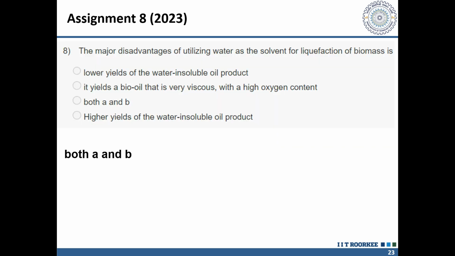Now let's move on to the eighth question. The major disadvantage of utilizing water as a solvent for liquefaction of biomass is. Now, in the starting also we have seen that water is a very highly polar solvent and it cannot dissolve oils present in the biomass. So the use of water will lead to very low yield because it is not able to extract oil.